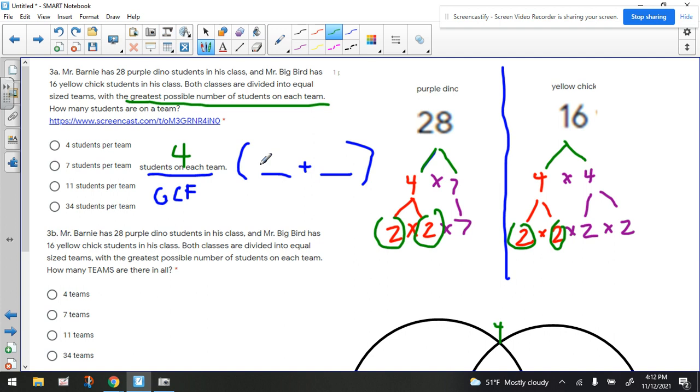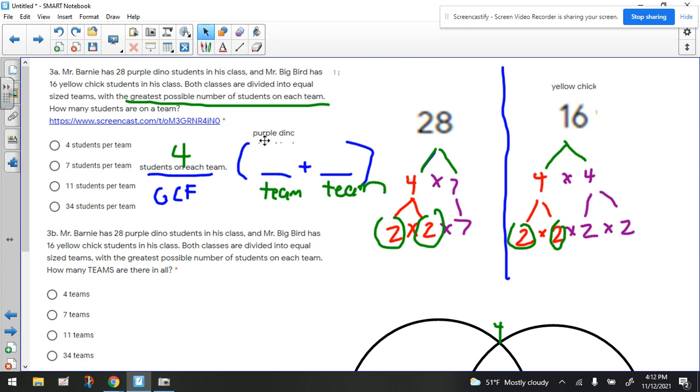Now the second word there, the word team, is going to be the label that we associate with this, and the word we associate with this. But how are the teams different? The teams are different in that one team is talking about purple dino, and the other one is yellow chick team. So now we have to figure out 4 times what is going to equal the 28 students that we originally started out with. We already have that number here, 7. 4 times 7 would be equal to 28. 4 times what would be equal to the 16 that we have for the yellow chick? That would be 4 times 4, and we knew that by looking right here.